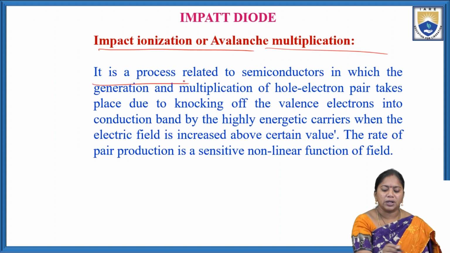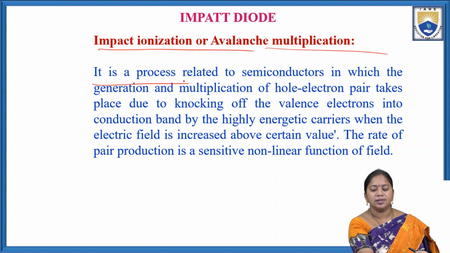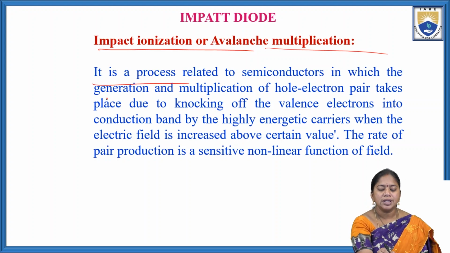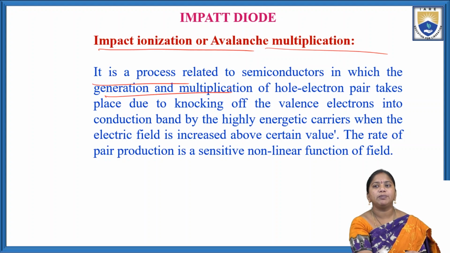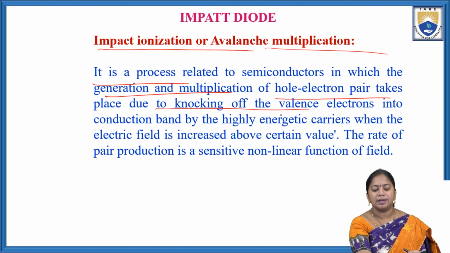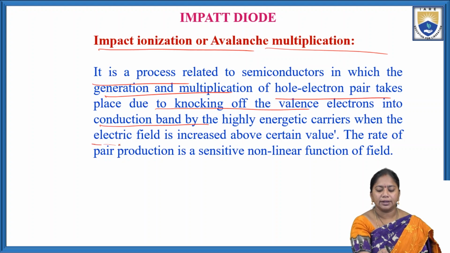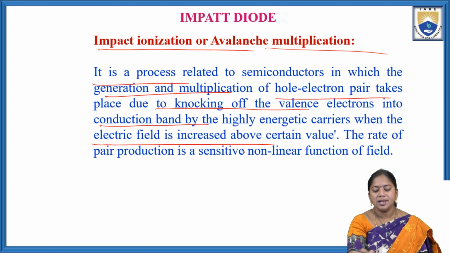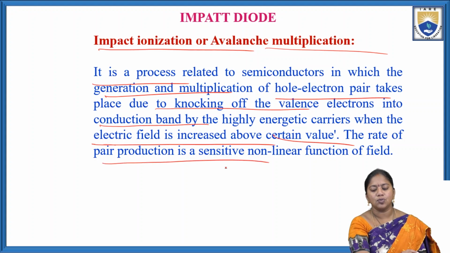Avalanche multiplication is a process related to semiconductors in which generation and multiplication of electron hole pairs takes place, through the knocking of valence electrons into the conduction band by highly energetic carriers when the electric field is increased above a certain value. The rate of pair production is a sensitive non-linear function of the electric field.